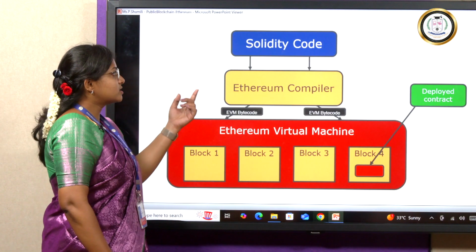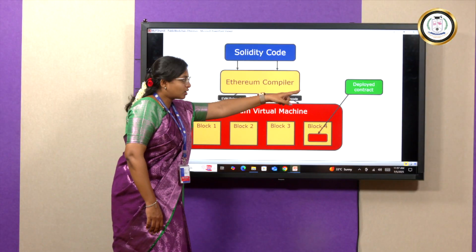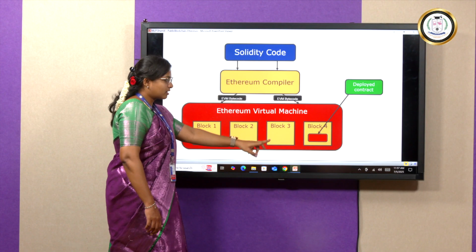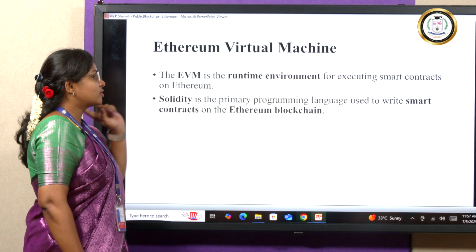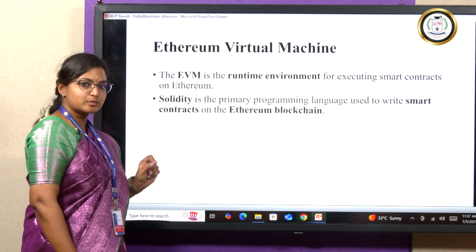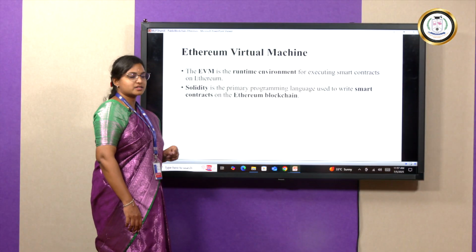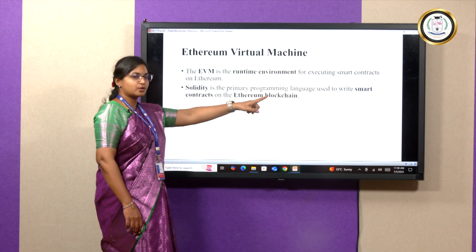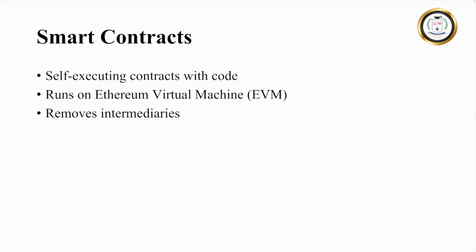Solidity is the language which is predefined and is deployed under the contract. Everything comes under the virtual machine, where the blocks are added. Ethereum virtual machine is a runtime environment for executing the smart contracts, where a smart contract comes under the agreement basis of peers who undergo the transaction process. Solidity, as I already mentioned, is the primary language that is used to write the smart contracts on the Ethereum blockchain.